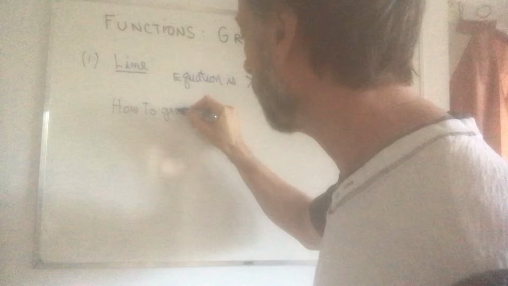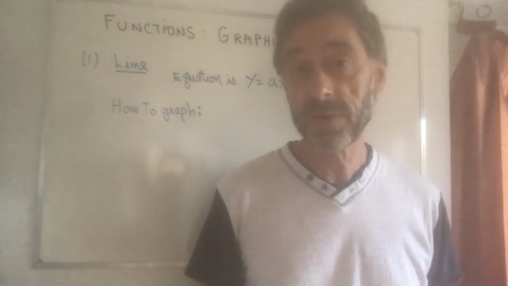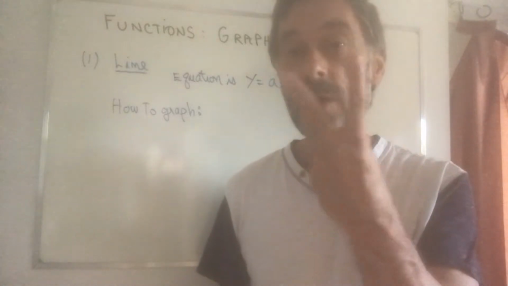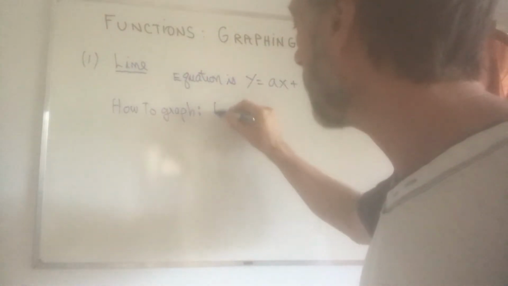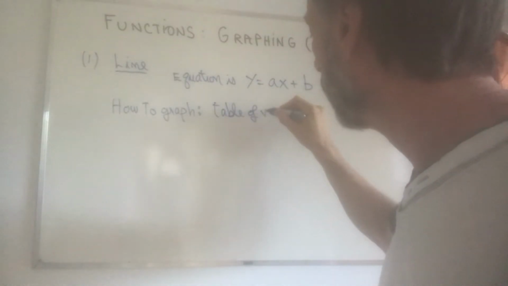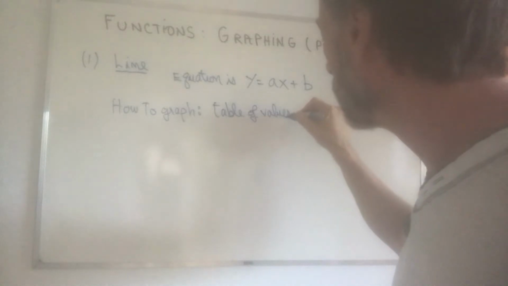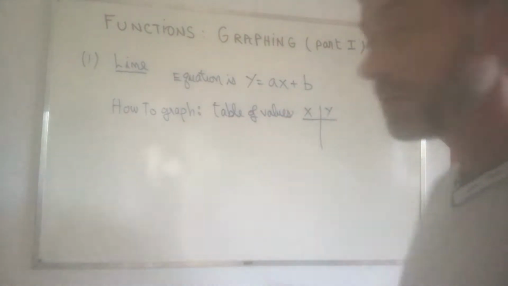How to graph. I'm going to say you can graph this using very simply a table of values with two very cleverly selected values, where the table of values actually looks like this.